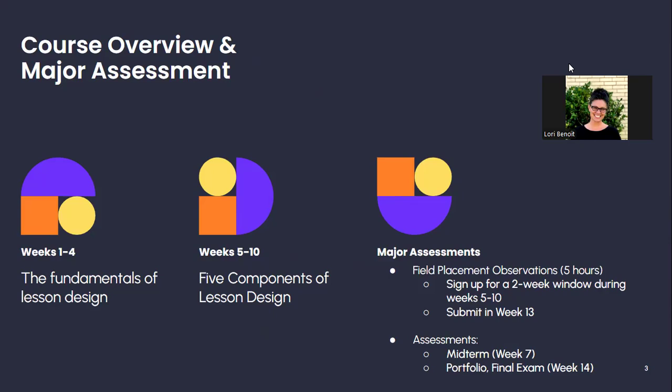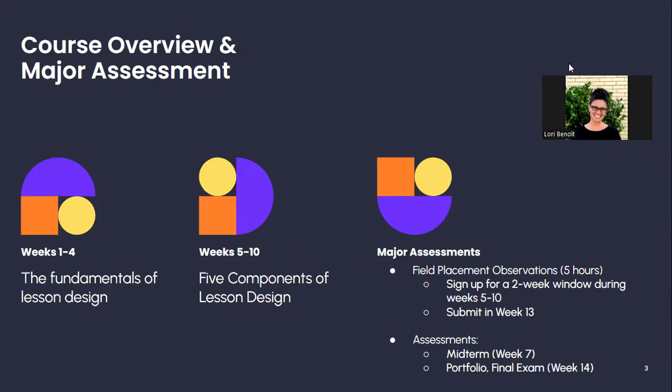In weeks 5 through 10, you are going to learn about the 5 components of lesson design. And these are some foundational principles that, again, you are going to see as you move through your education classes over and over again. You're going to refine your understanding of these 5 components of lesson design.